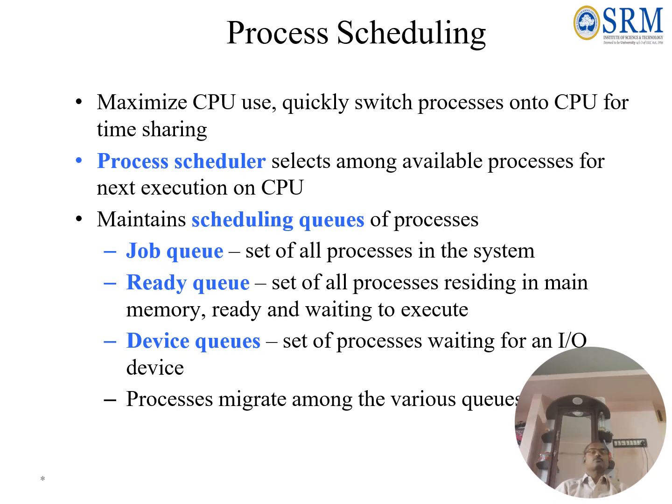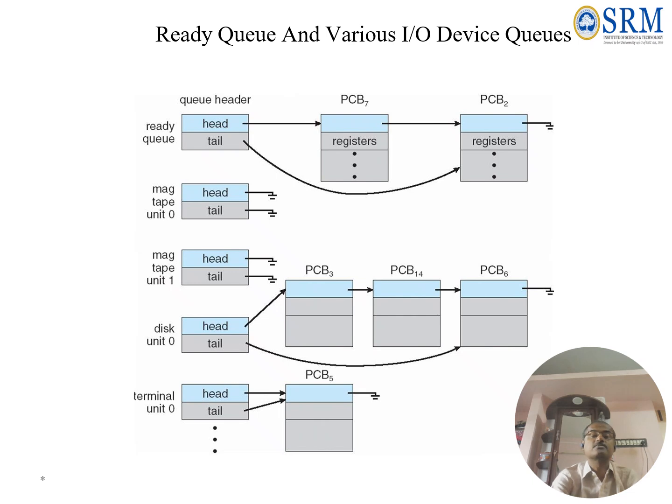Then there will be the ready queue. The set of all processes residing in main memory, ready and waiting for execution, will be in the ready queue. Whenever a process is ready for execution, it will come to the ready queue. First it will be in the job queue, then it will move on to the ready queue whenever it is ready for execution. Then device queues: the set of processes waiting for an IO device will be in the device queues. So we have three scheduling queues, namely job queue, ready queue, and device queues.